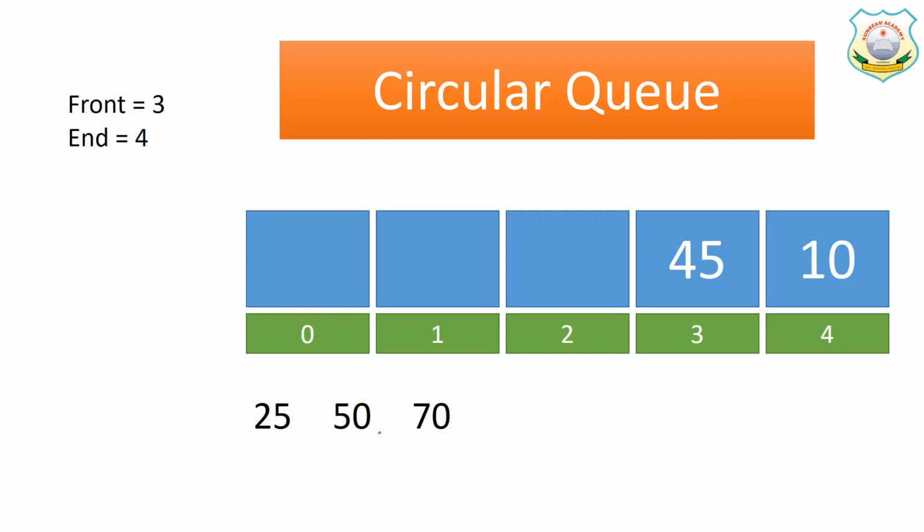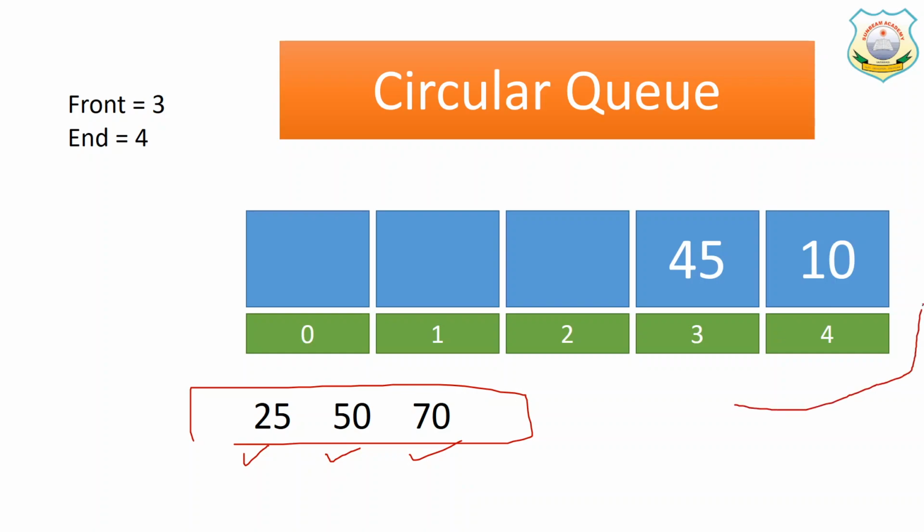So these were the numbers that were present in the queue, and these were out of the queue performing the dequeue operations. After performing the dequeue operations, these are the numbers that are out of the queue, and these are the numbers that are left in the queue.